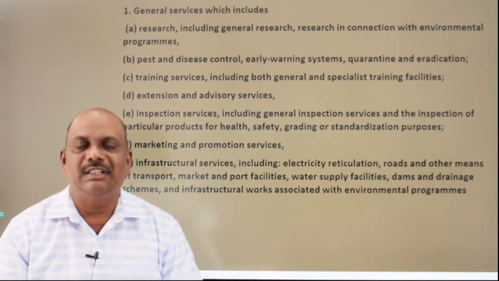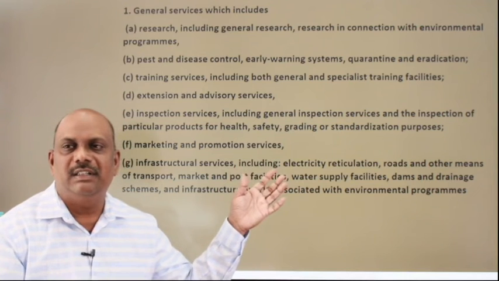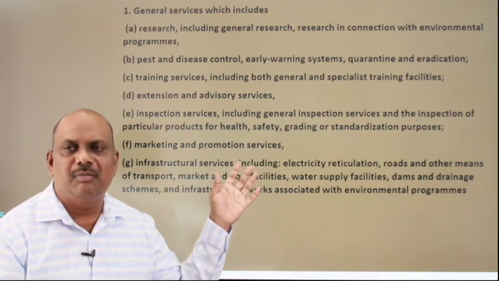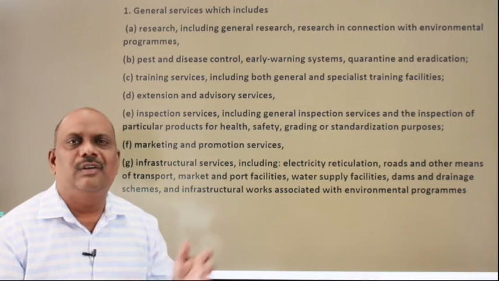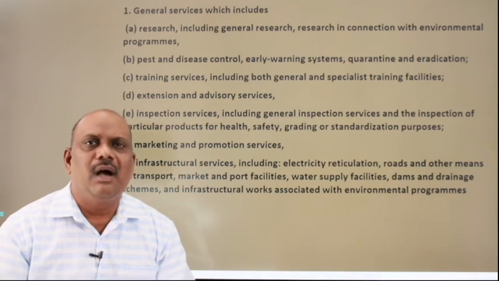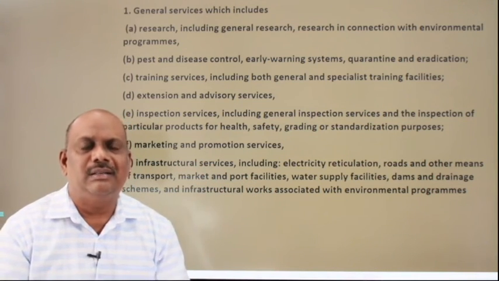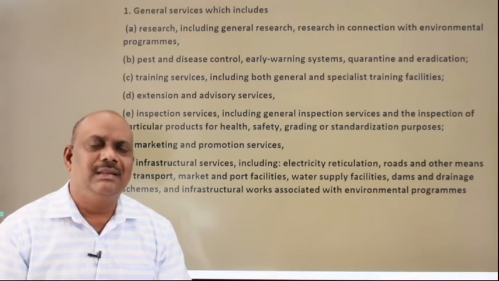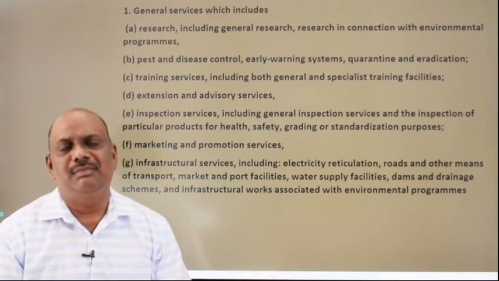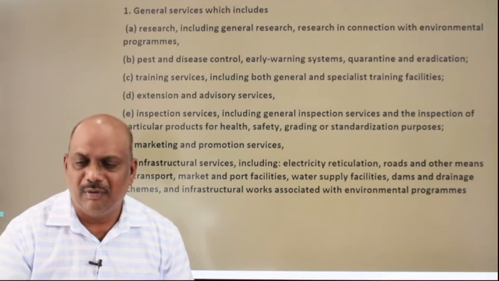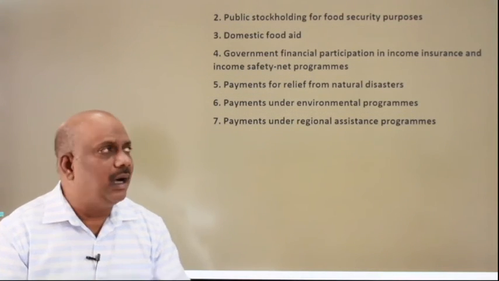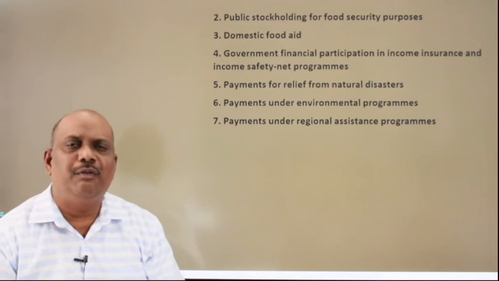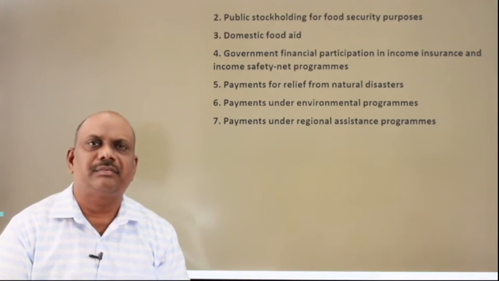Then training services, extension and advisory services, inspection services, marketing and promotion services, and even the infrastructure services, including providing electricity or irrigation canal or threshing floor for the farmers. These are subsidized, and these subsidies are permitted under WTO. Similarly, even public stock holding for food security purpose.